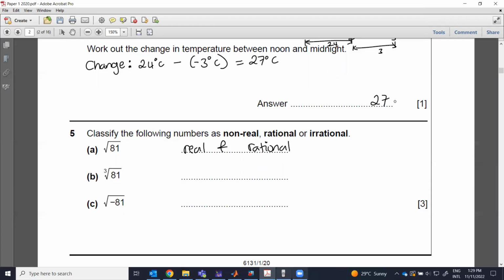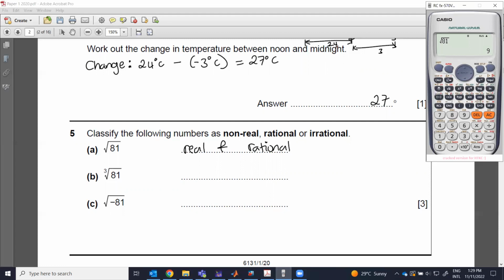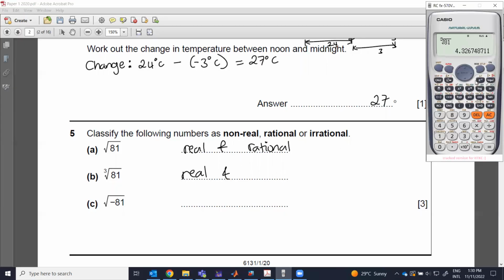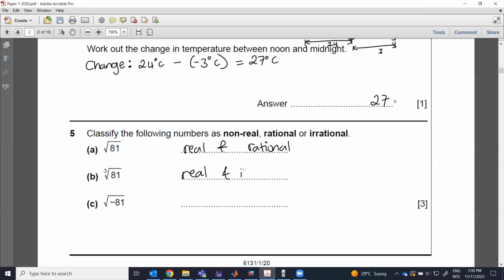And then the cube root of 81, you can just type that in on your calculator. We have shift, the cube root of 81, and this is 4 point whatnot. We're not getting a math error, so that tells us this is a real number. If you're not sure whether you can rewrite it as a fraction or not, press this button here. My calculator is not able to convert it to a fraction, so that should tell you this is irrational. Remember, irrational just means you cannot write it as a fraction.